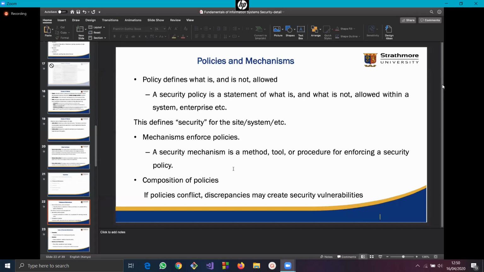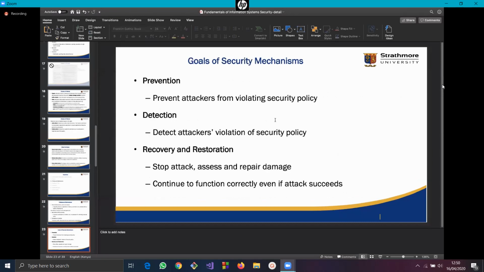Then we can look at the mechanisms that we can have in place for these policies. And the idea behind these mechanisms is to try and do any of these three goals. So we have mechanisms that are there to prevent access to data, prevent attacks, more or less prevent any undesirable activities. Then we can have mechanisms that focus on detection, and we can also have mechanisms that focus on recovery and restoration.